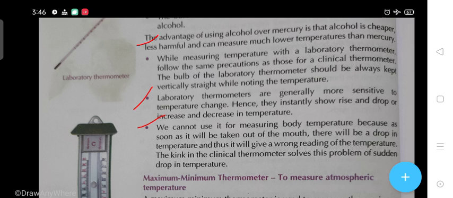Okay, which prevents the backflow of the mercury and alcohol. So yes, we cannot use it for measuring the body temperature, because as soon as it is taken out of the mouth, there will be a drop in the thermometer, and thus it will give a wrong reading. The kink in the clinical thermometer solves this problem of sudden drop in the thermometer.